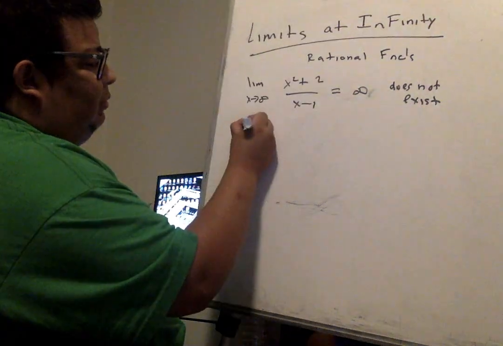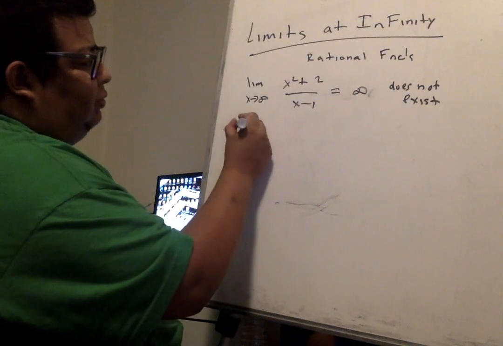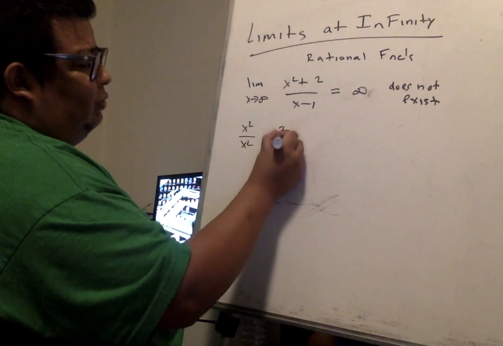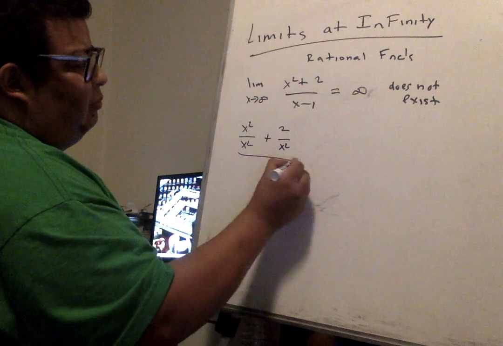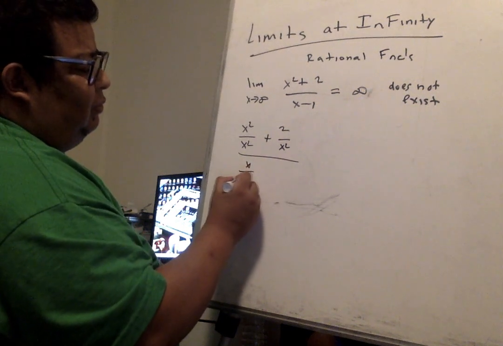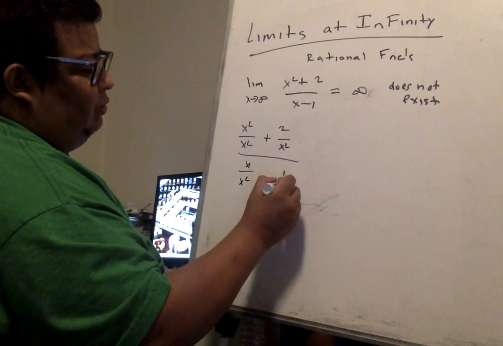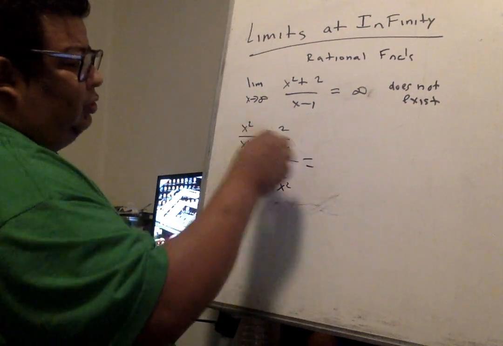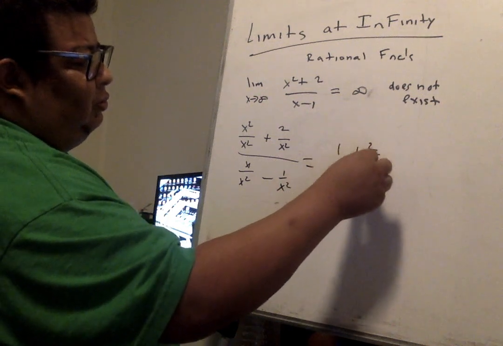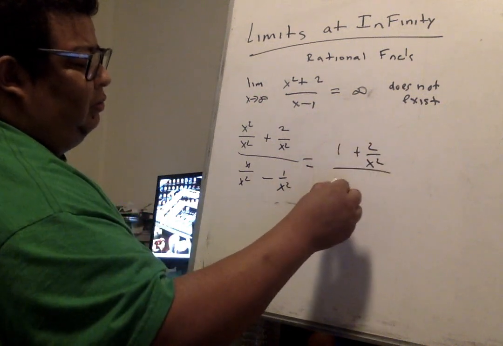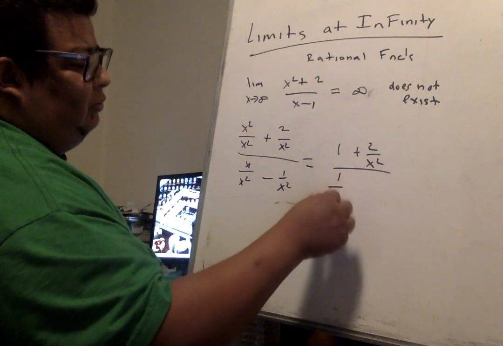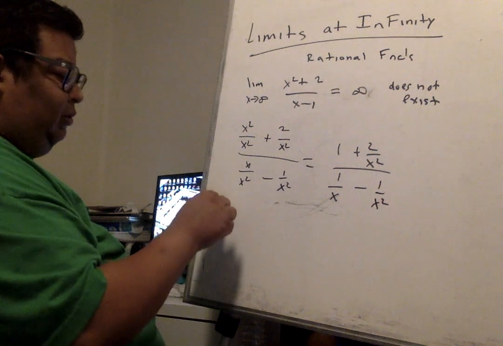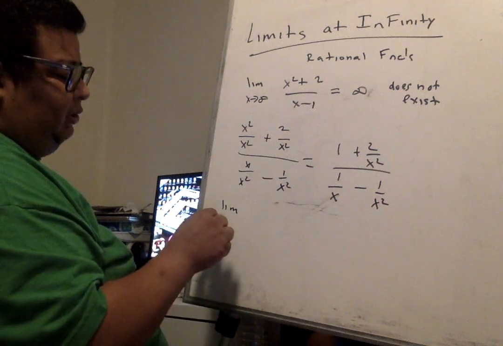Okay, so let's do the little scratch work. So x squared over x squared plus 2 over x squared, over x squared over x squared minus 1 over x squared. So this becomes 1 plus 2 over x squared. This becomes 1 over x minus 1 over x squared. Now we take the limit of what we just found.